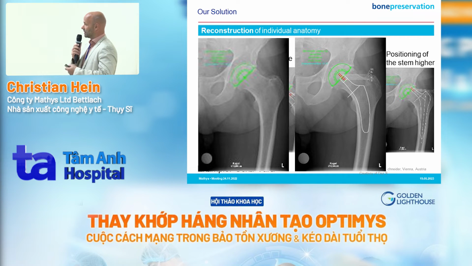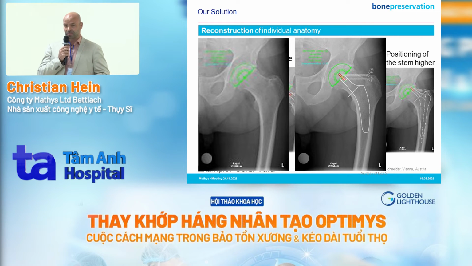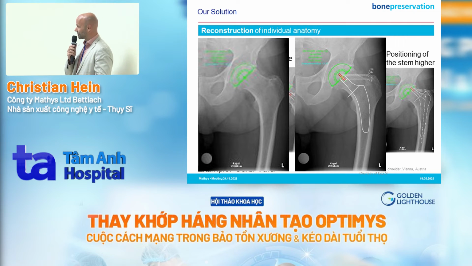And then he made a pre-op planning with an Optimys, and he recognized it's quite easy actually. If you take the calcar as your guide, you have the opportunity to really reconstruct the offset in a perfect manner, which you could not do with a straight implant.